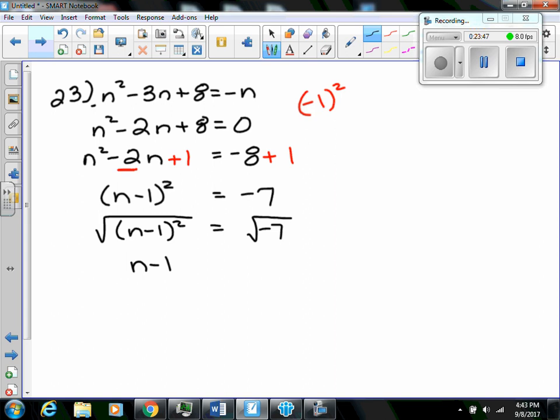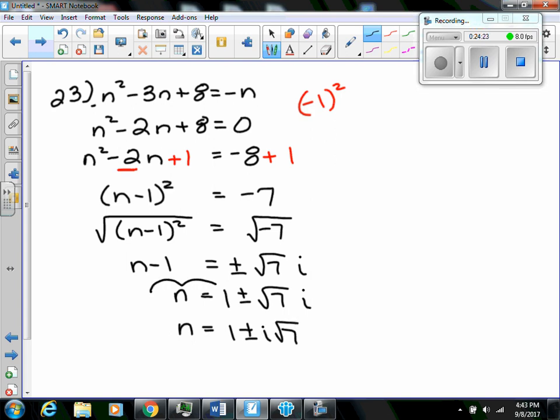So I end up with n minus 1 equals plus or minus the square root of 7 and then your i. Now remember, I told you before, you can put the i in front of the radical or behind it, but that i is not to be underneath the radical. So I'm almost finished. I need to add 1 to both sides. So n is equal to 1 plus or minus the square root of 7, and then you have your i back here. If you prefer to put your i in the front, you'd have n equals 1 plus or minus i times the square root of 7. So again, you may see the answer either way, but they're both correct.